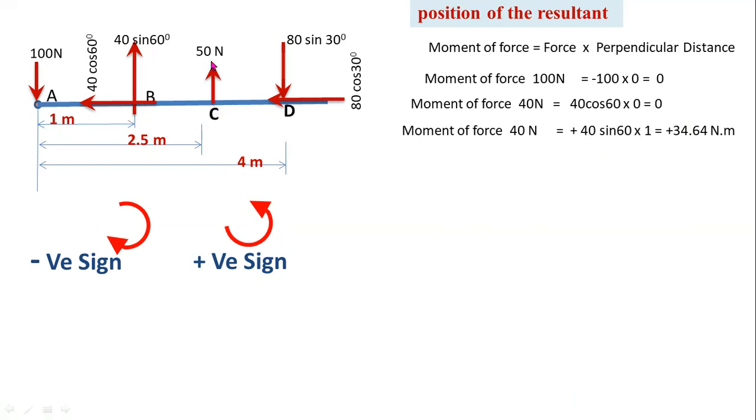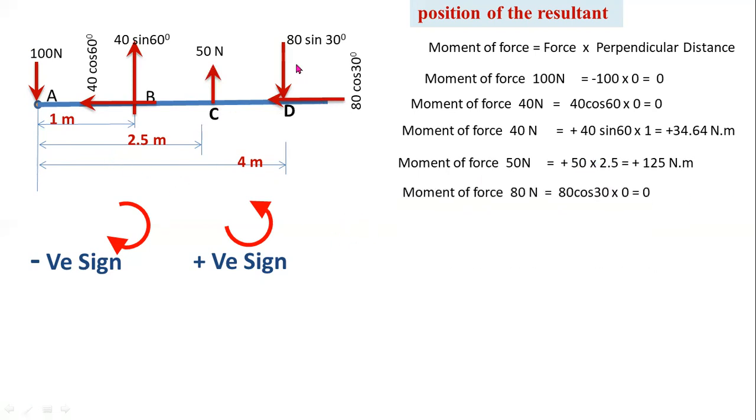Now this force is acting upward, so it forms a counterclockwise couple. So you have to consider the positive sign. And it is at a distance of 2.5 meters from point A. So 2.5 meters is the perpendicular distance. So the moment of the 15 newton force equals plus 15 into 2.5.